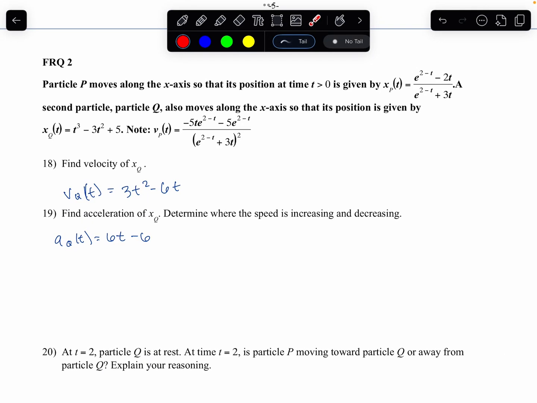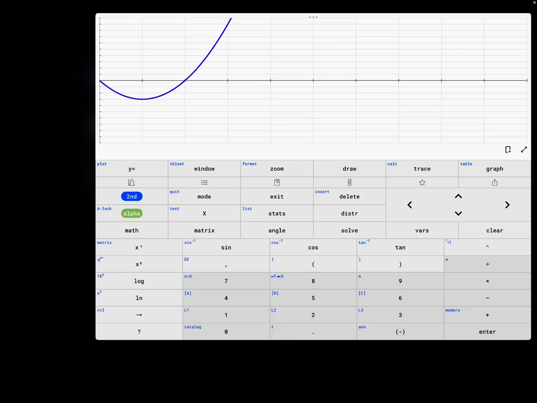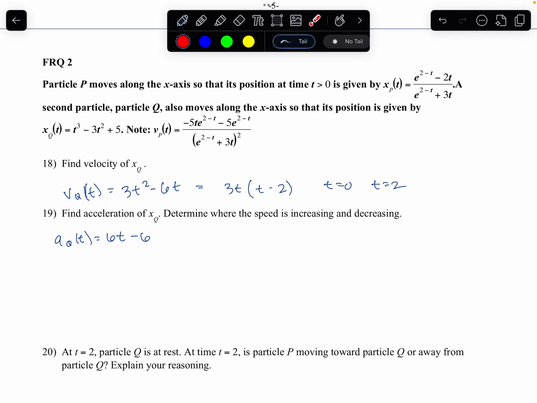Now you could do that just by factoring this. That's going to be equal to 3t times t minus 2. So at t equals 0 and t equals 2 is when the velocity will be 0, and we can see that here. And I can also see that this is a parabola.